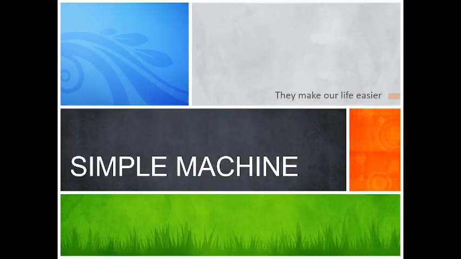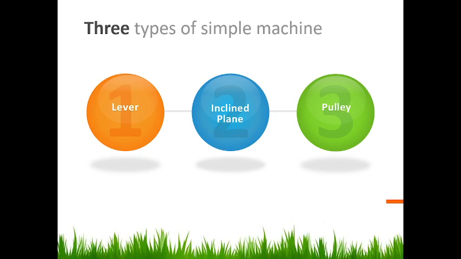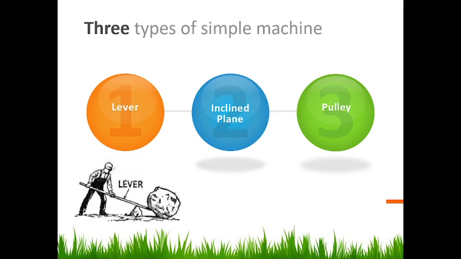Okay. Hi everyone. So in this video, I will explain about simple machines. They are the things that make our life easier. So I will explain three simple machines in this video. There are some more, but we'll focus on these three simple machines, which are lever, inclined plane, and pulley.